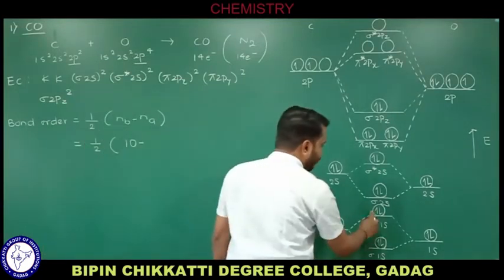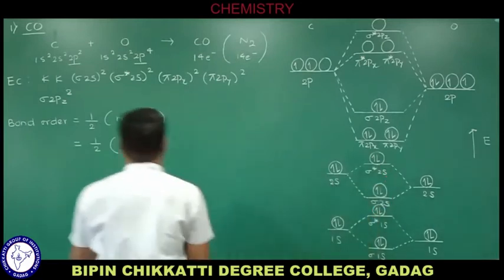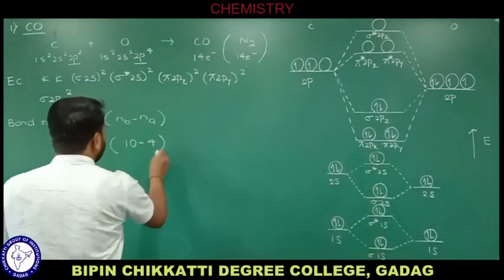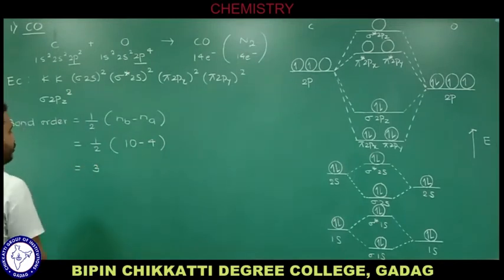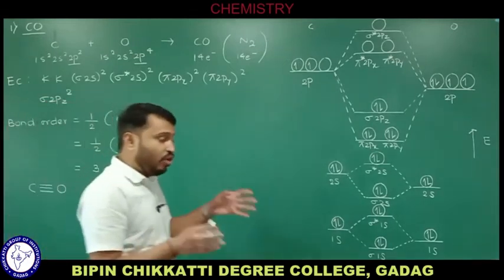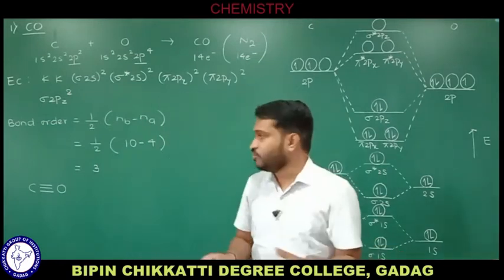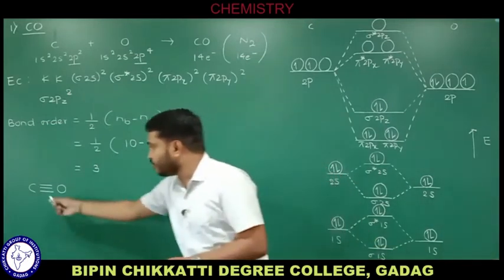So here we have 1, 2 and 3, 4. So we have 4 electrons here. So 10 minus 4, 6, 6 divided by 2, you will get 3. So in carbon monoxide, we have a triple covalent bond. So the bond order is 3 in case of carbon monoxide, and this is how you can draw the molecular structure of carbon monoxide.